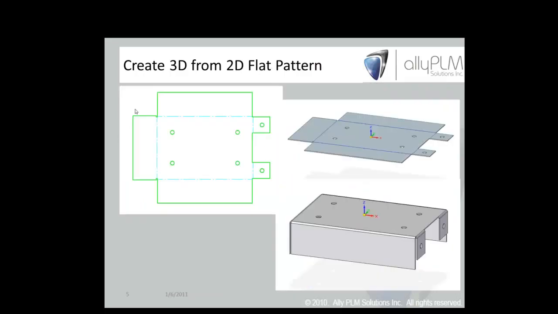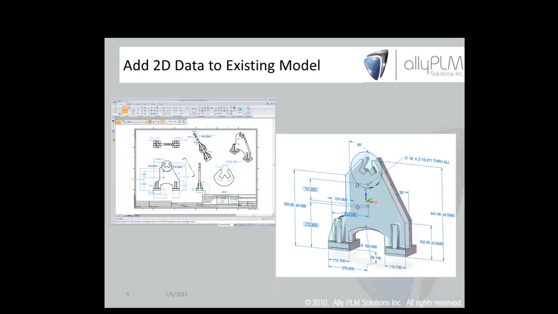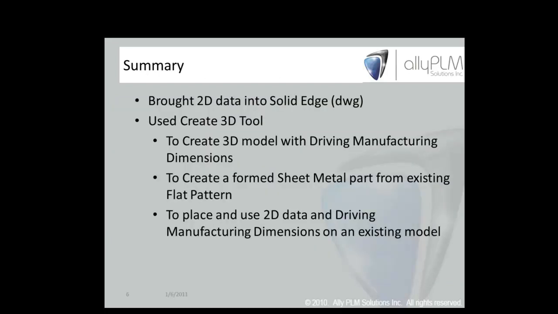Second example, like I said, for the sheet metal guys, we're going to bring in a 2D flat pattern and look at how to use the bend command and fold up those flanges. And then the third example, we're going to look at bringing 2D data to an existing model, whether it's native Solid Edge or a foreign file or a neutral format like STEP, IGES, or whatever the case may be. So let's go ahead and take a look at these examples.